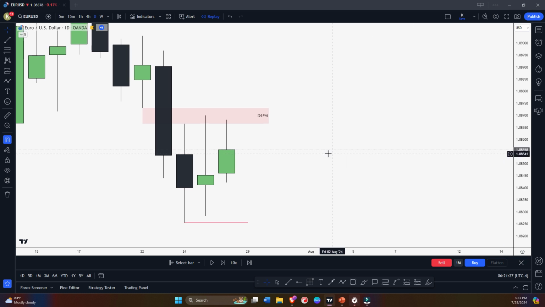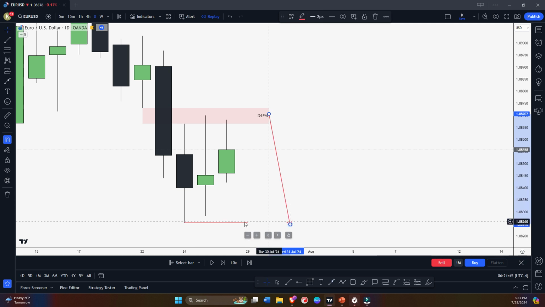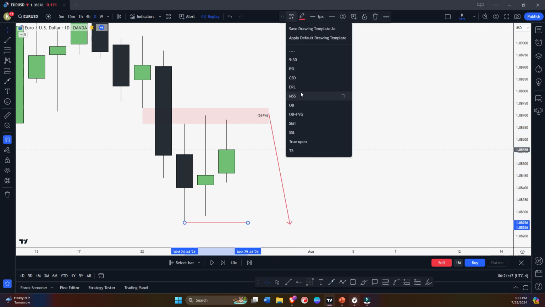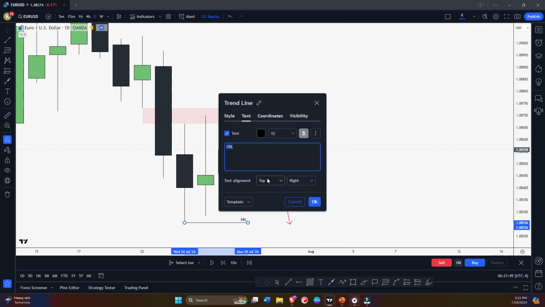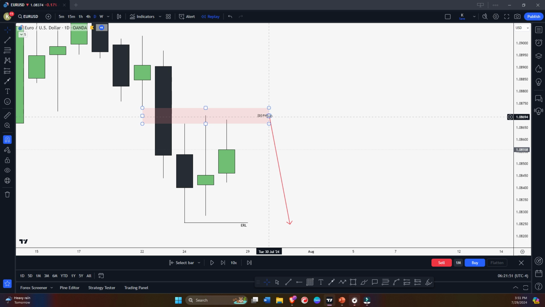Okay, so let me show you one example. Here you can see this daily bearish fair value gap, right? So we're looking for the market to move from internal to external, basically to this low to trade, right? We're looking for the market to move from the daily bearish fair value gap to this external range liquidity.